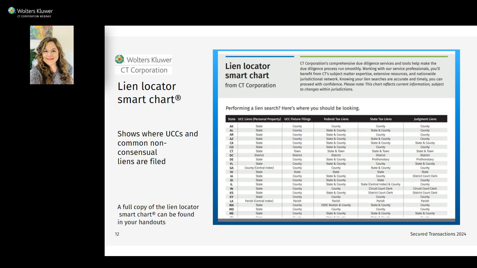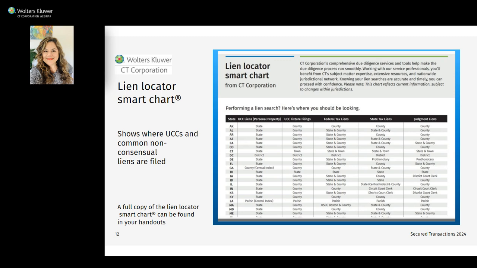Okay, so this is a really handy chart. Many of you probably have seen it before. I try to send it to all of my customers here out west. It's called a lien locator smart chart. It shows where the UCC liens are found, but it also includes those typical non-consensual liens that many of our customers order on a daily basis. Those include UCC fixture filings, and at the top of the chart you can see federal tax liens, state tax liens, and judgment liens.